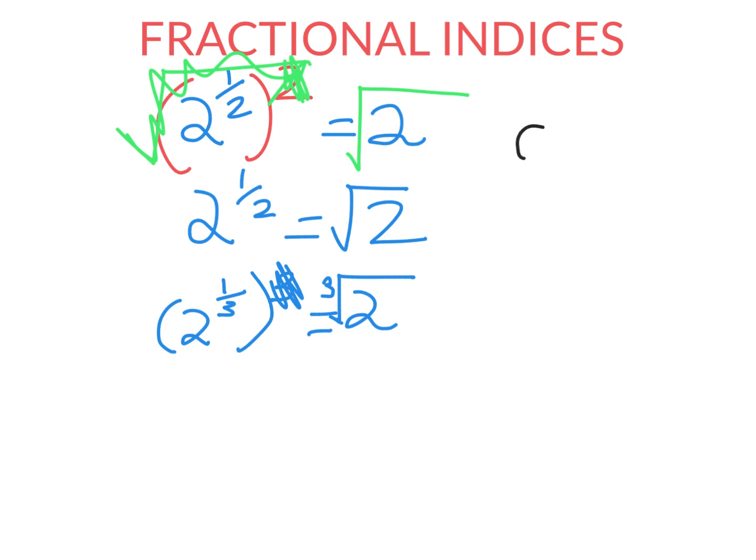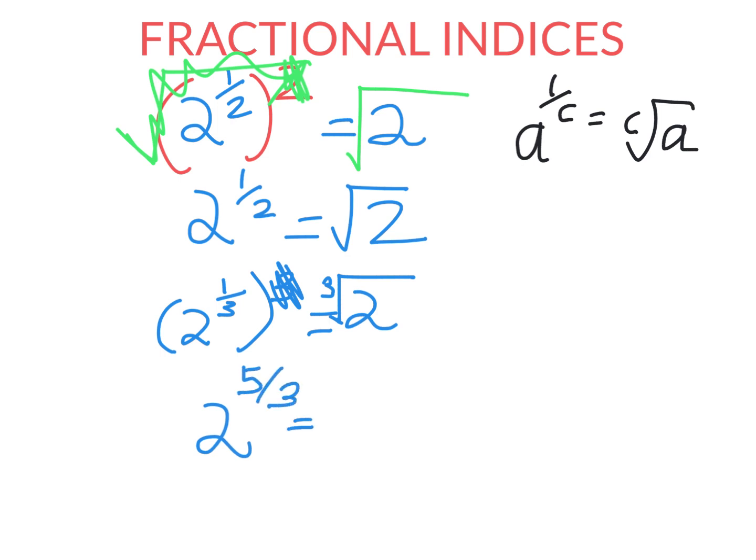We can write a general statement. A to the power of 1 on c is the cth root of a. So a to the power of a quarter is the 4th root of a, a to the power of a fifth is the 5th root of a, and so on. But what if I wanted to do a fraction whose numerator wasn't 1? What if I, for example, wanted to find 2 to the power of 5 on 3?